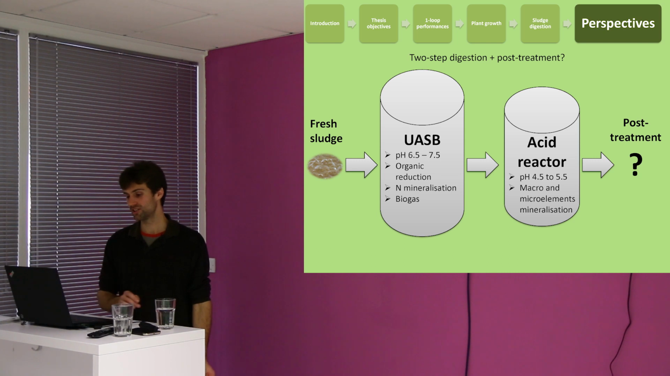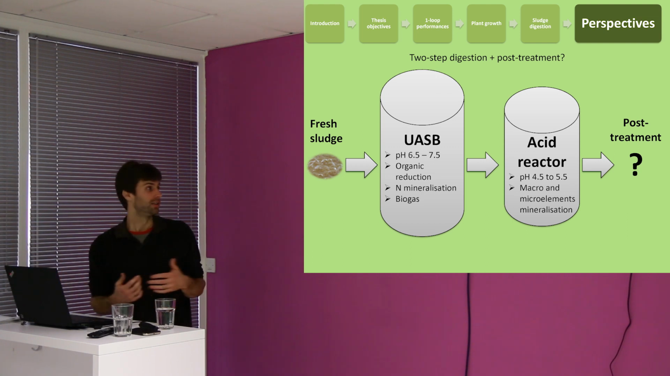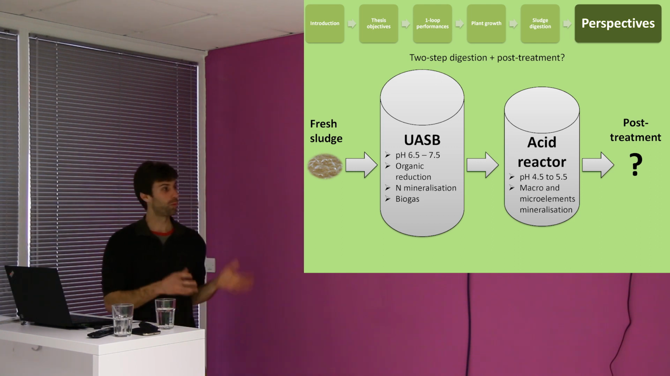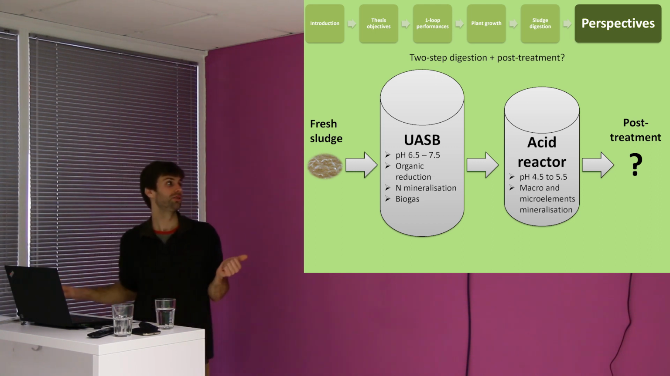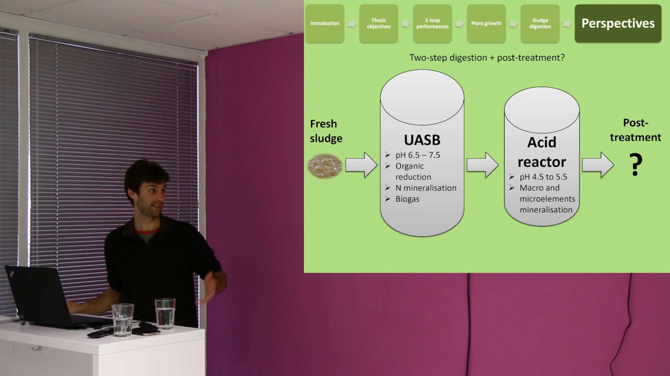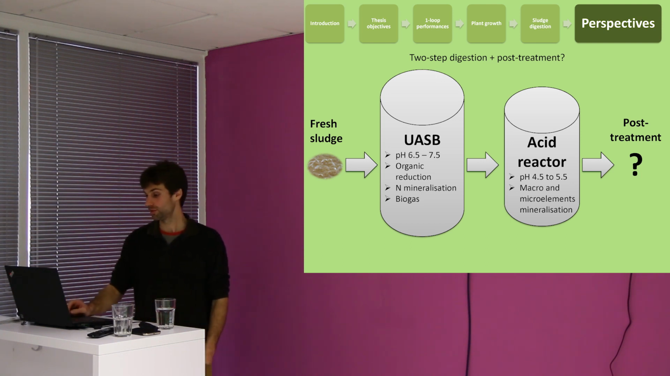So regarding the sludge digestion, what we found out is we should do it in two steps. Because we cannot get sludge reduction and mineralization at the same time, we need two steps. One first step to do the reduction. So we suggest a USB with neutral pH to get organic reduction, nitrogen mineralization, and biogas production also. And then another stage which is low pH for the other macro and micronutrients mineralization. And maybe still a post-treatment, so it complicates things a bit, but this is what we found.